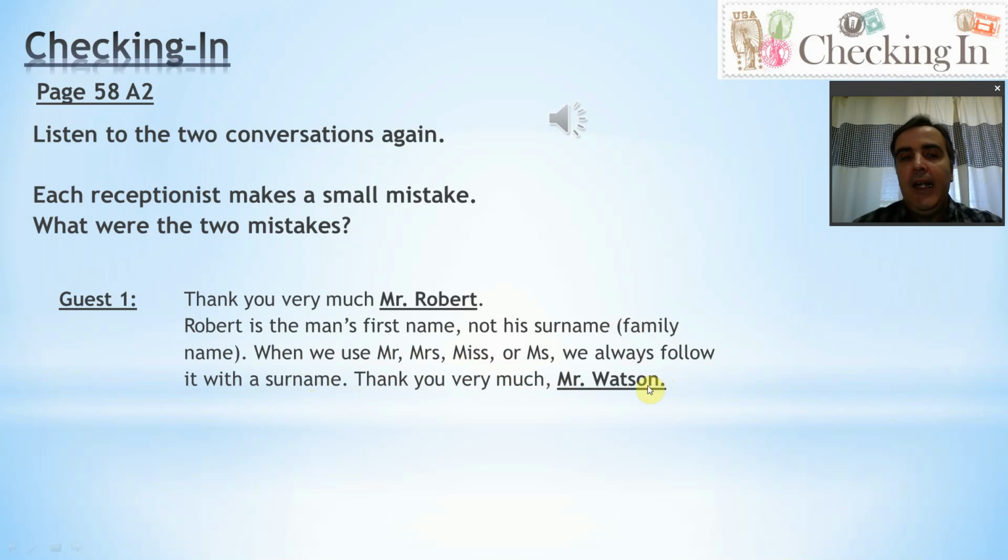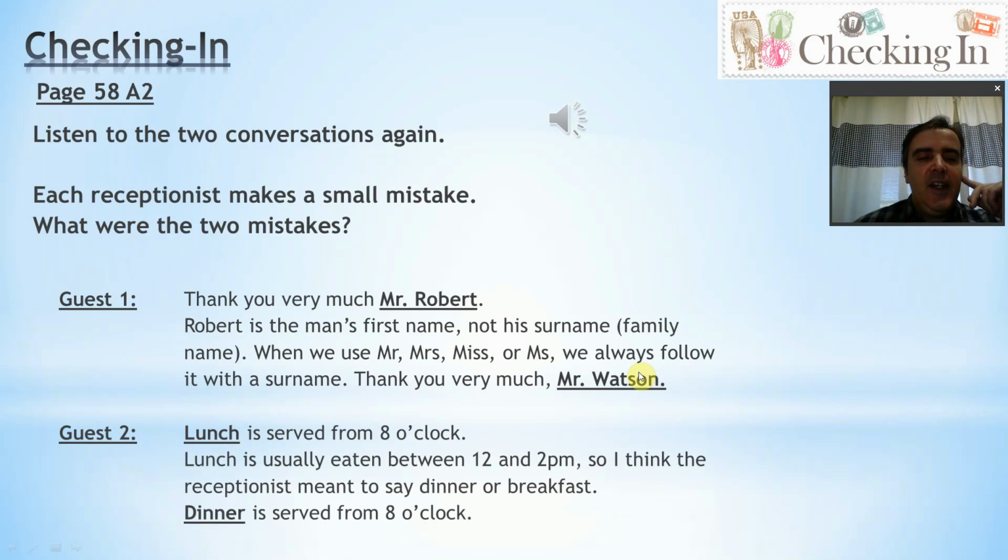Watson." Now, for guest two, this one I think was a little bit more difficult. So hopefully everybody got this, but if you didn't, don't worry about it. Now, the receptionist said lunch is served from 8 o'clock. No, lunch is never 8 o'clock. Breakfast might be 8 o'clock. Dinner might be 8 o'clock. Lunch is never 8 o'clock.